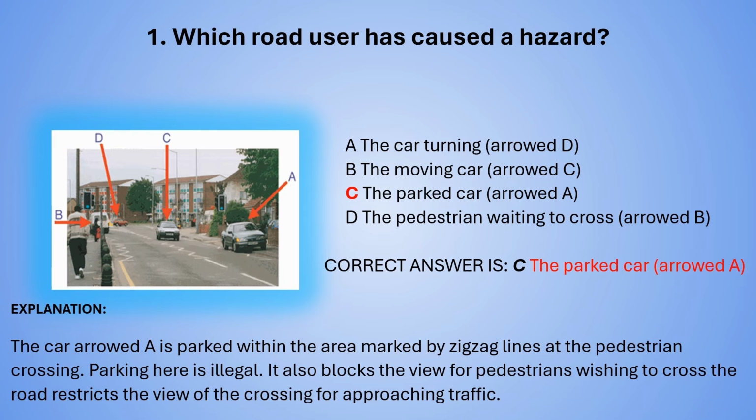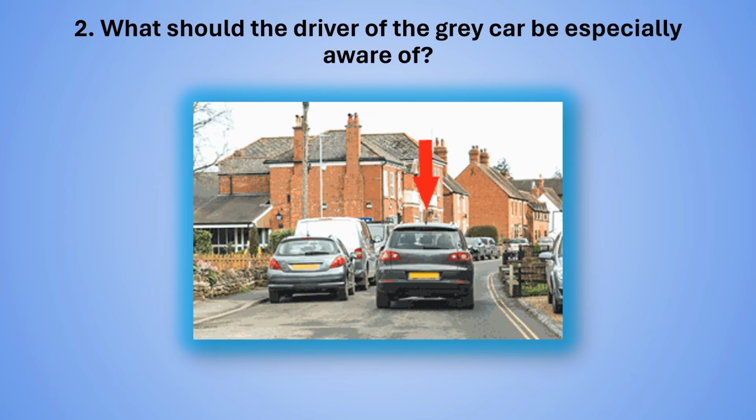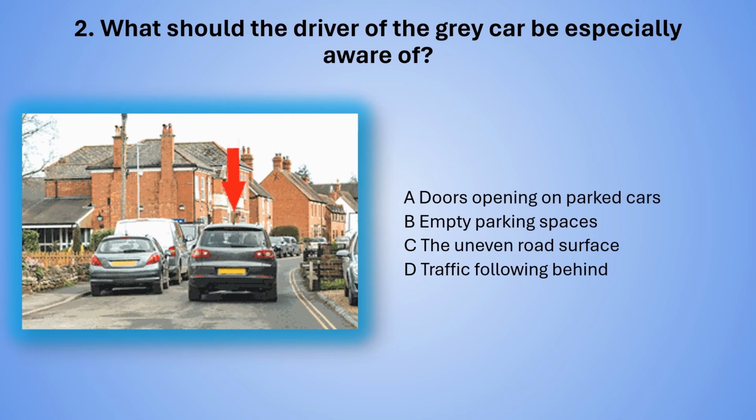What should the driver of the gray car be especially aware of? If you have a look, the red arrow is pointing at the gray car. So what should the driver be especially aware of? A. Doors opening on parked cars. B. Empty parking spaces. C. The uneven road surface. Or D. Traffic following behind.